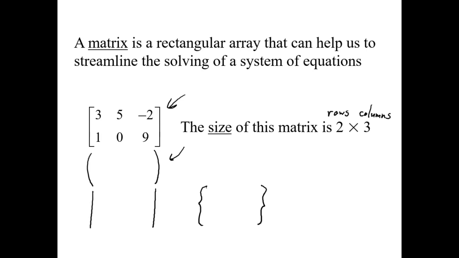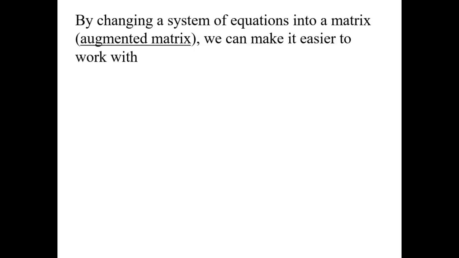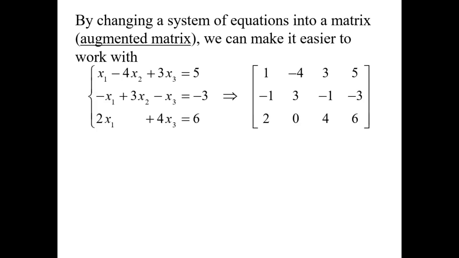Okay, now the question becomes, how do we relate the two things? How do we connect the system of equations with the matrix? Well, by changing a system of equations into a matrix called an augmented matrix, we can make it easier to work with. So here's the system of equations, three variables, three equations. We're going to create this augmented matrix. Now, one thing that I'm going to do differently, and your book does not do, is draw a little line here. Now, where are all these numbers coming from?